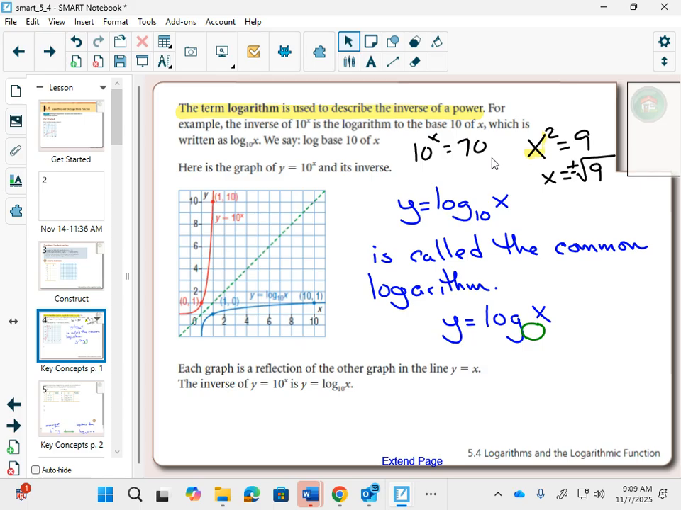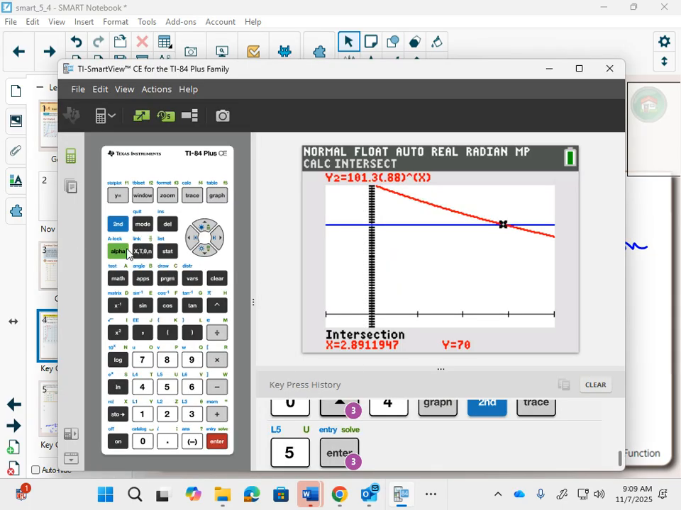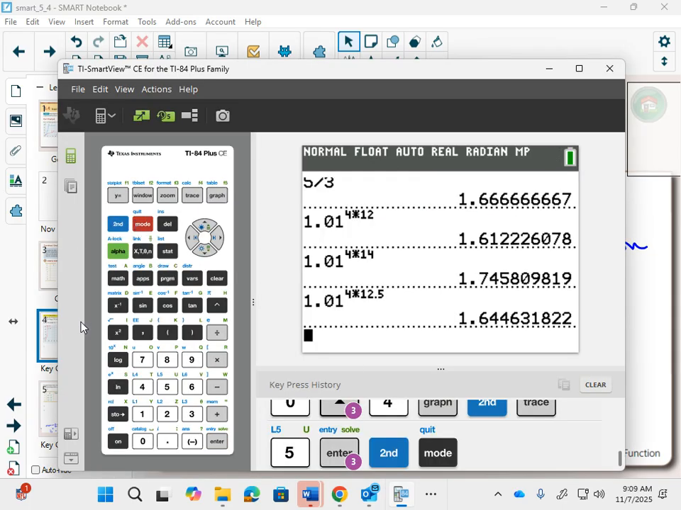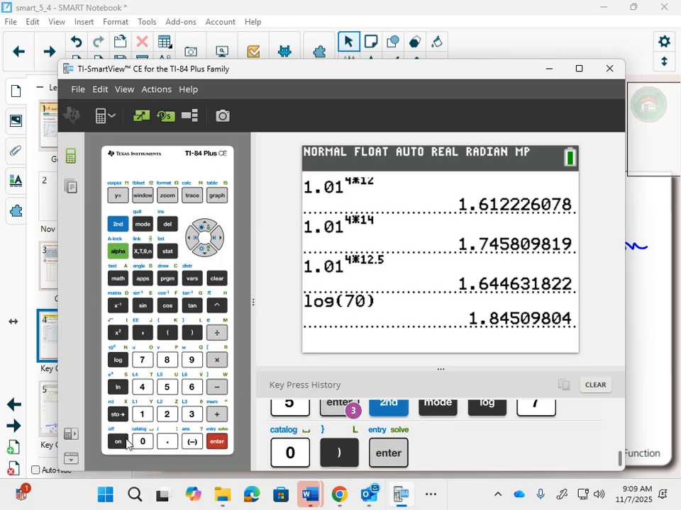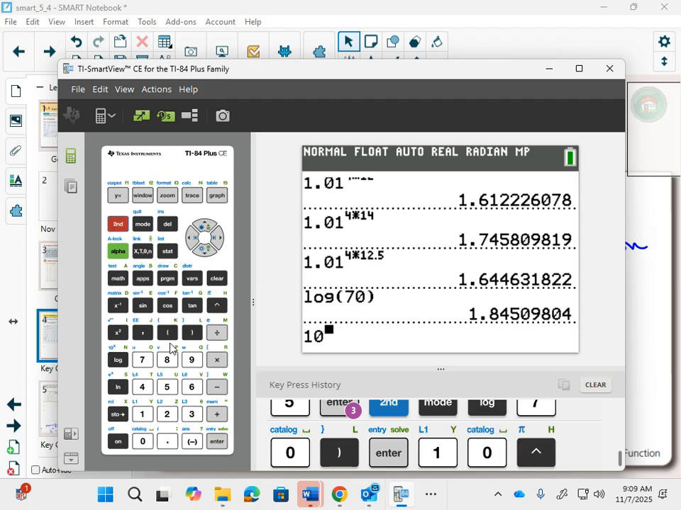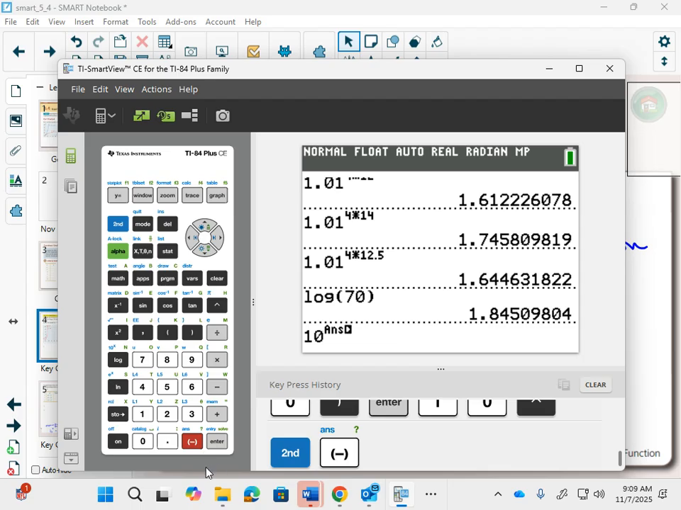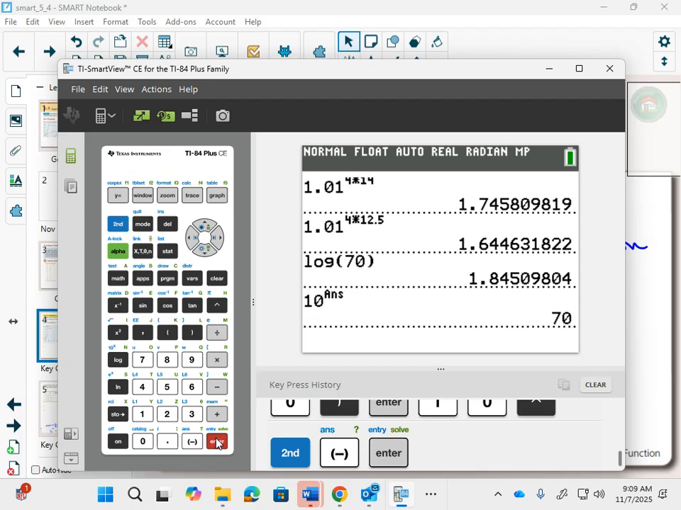How does it work? Well, if I go to my calculator and I wanted to solve 10 to the x equals 70, I can now just do log of 70. I get 1.845, and I can double check it. It's 10 to that answer, 1.845. Is that equal to 70? It is, exactly.